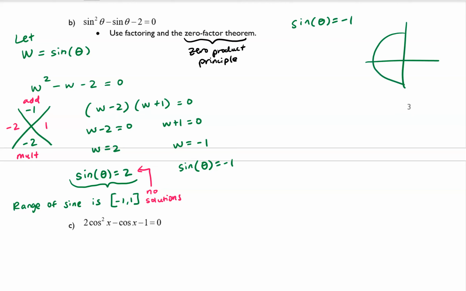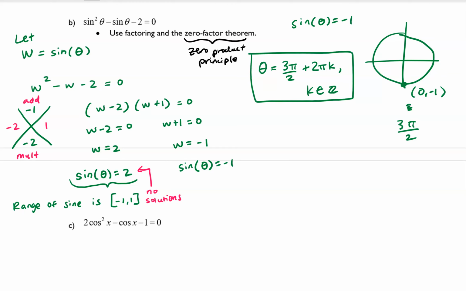So if I'm on my unit circle, sine of theta is equal to -1 when we are at the very bottom of the unit circle where the terminal point is (0, -1), and that angle happens to be 3 pi over 2. So we get that theta is equal to 3 pi over 2, but we also want to include all of the coterminal angles as part of our solution. So I'm going to do plus 2 pi k, where k is an integer. So this is our final answer.